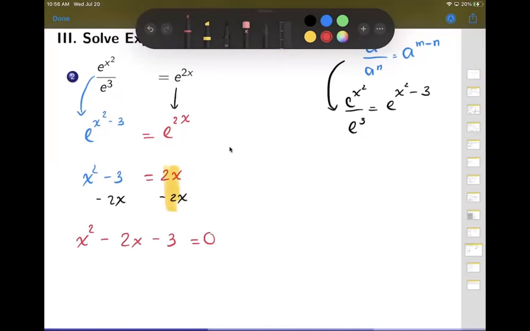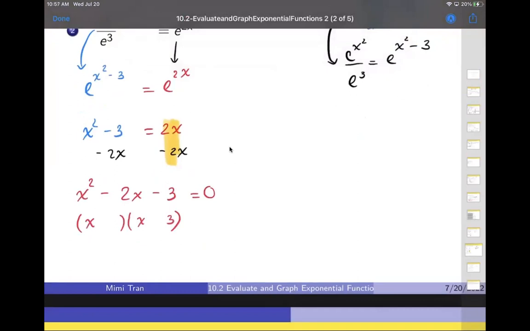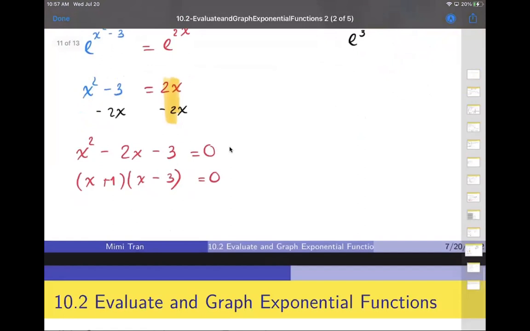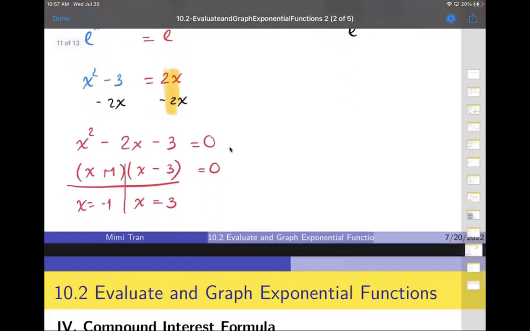X squared and 2x are not like terms, so you cannot combine them. Just rewrite it. Factor this: (x - 3)(x + 1) = 0. So this implies either x equals -1 or x equals 3. That'll be your answer. You can check with your calculator like I showed you earlier. Okay.